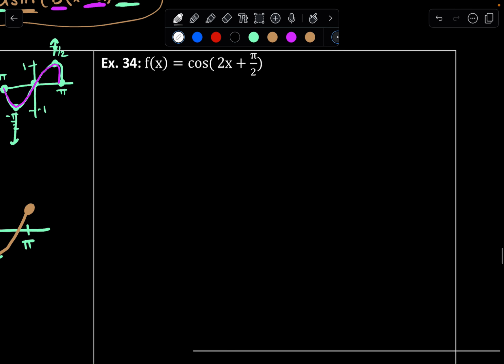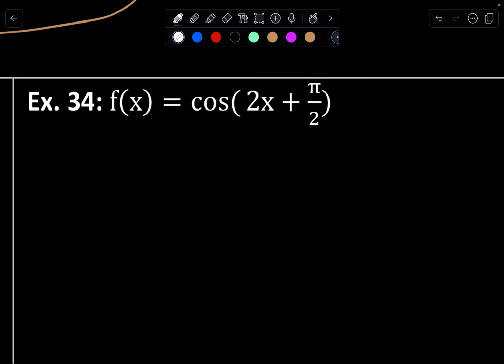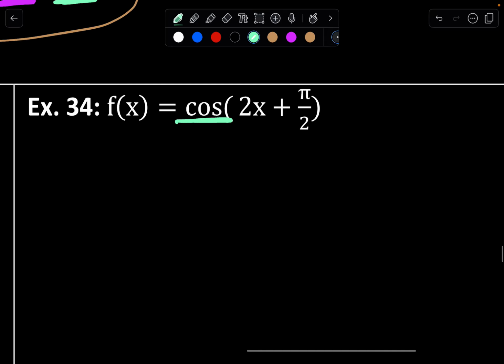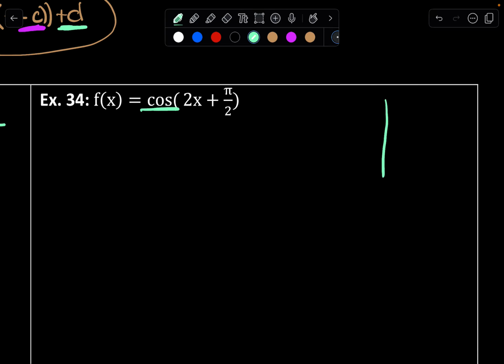Next one is going to be cosine. Okay, so now that I know I'm working with cosine, I want to think, okay, what does cosine look like, the parent function? It's going to go through like this. So we have that maximum, point of inflection, minimum, and then on the other side, point of inflection, minimum.